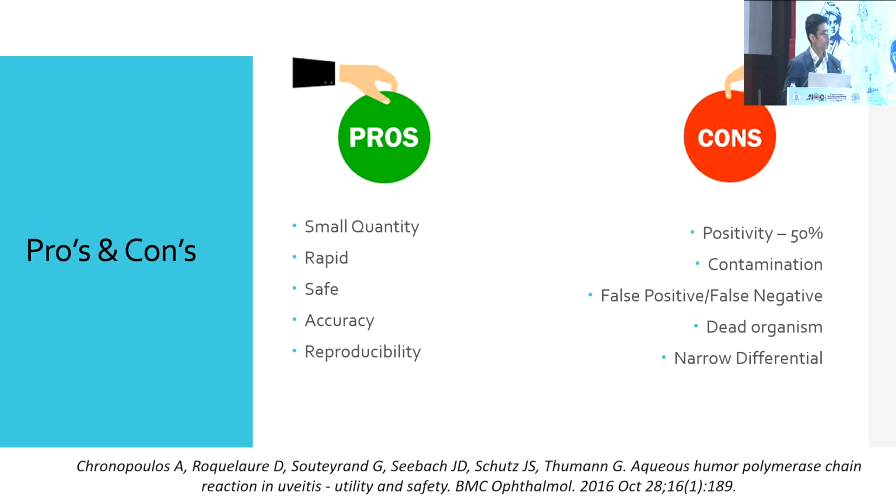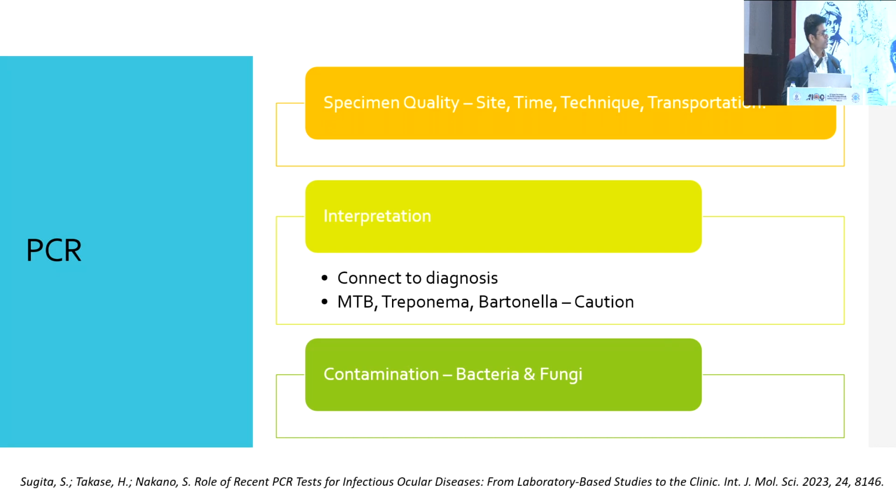So what are the pros and cons? Well, a small quantity is required, and it's rapid, safe, accurate, and reproducible. However, the cons are also there. The positivity is only 50%, there is a chance of contamination, there are false positives because of contamination, and there can be false negatives. If the sequence of the organism you're trying to look for is not in the test, then it will be a false negative. Even dead organisms can come up as false positives, and we have to be ready with a narrow differential. We just can't be doing a PCR test without having a probable diagnosis. It also requires a specimen of good quality, so it has to be taken at the right site.